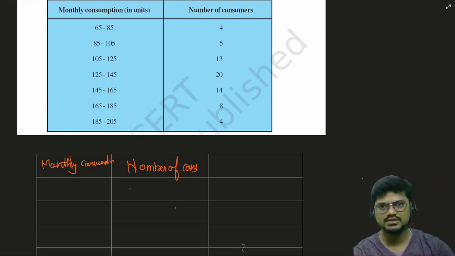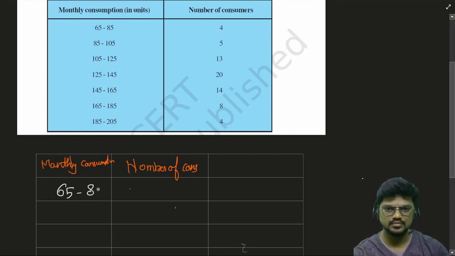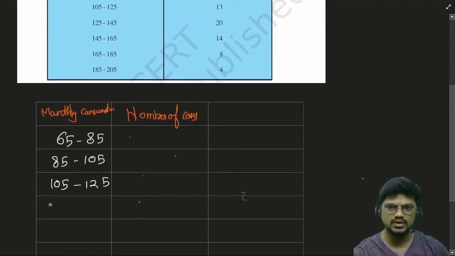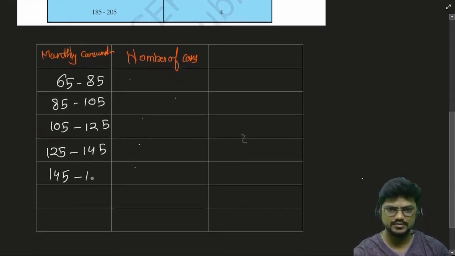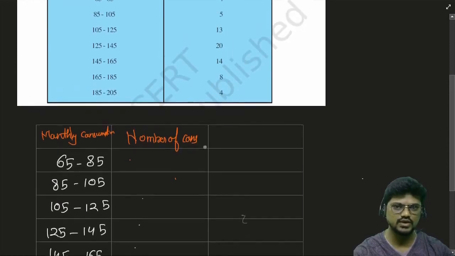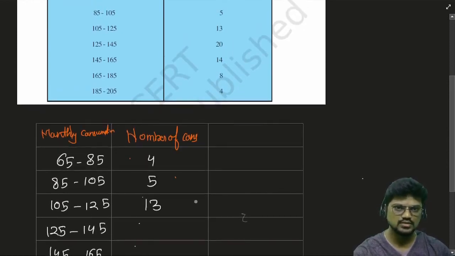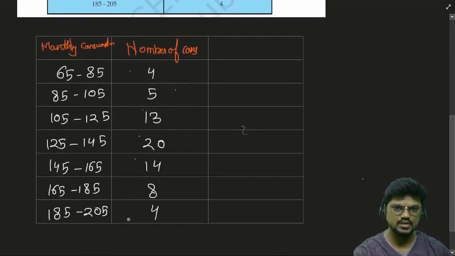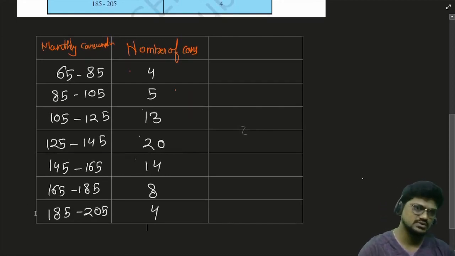So whatever they have given, that is 65 to 85, then 85 to 105, then 105 to 125, 125 to 145, 145 to 165, and then 165 to 185, and 185 to 205. This is what they have given. Their number of customers is 4, 5, 13, 20, 14, 8, 4. Right? This is the number of consumers which you have.